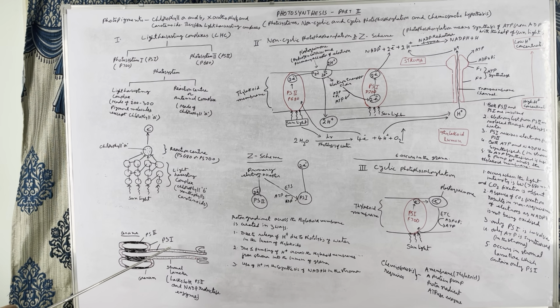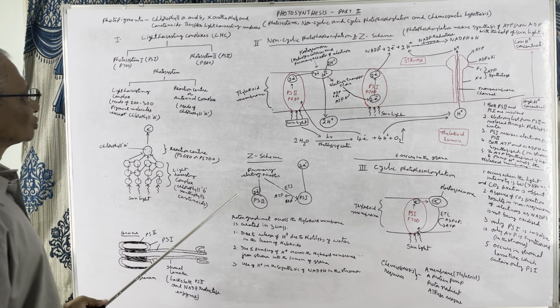So, stromal lamellae has only PS1 and grana have both PS1 and PS2. That we have to remember. One more point is, in the stromal lamellae, NADP reductase enzyme is also absent. In the absence of this enzyme, PS1 cannot synthesize NADPH.